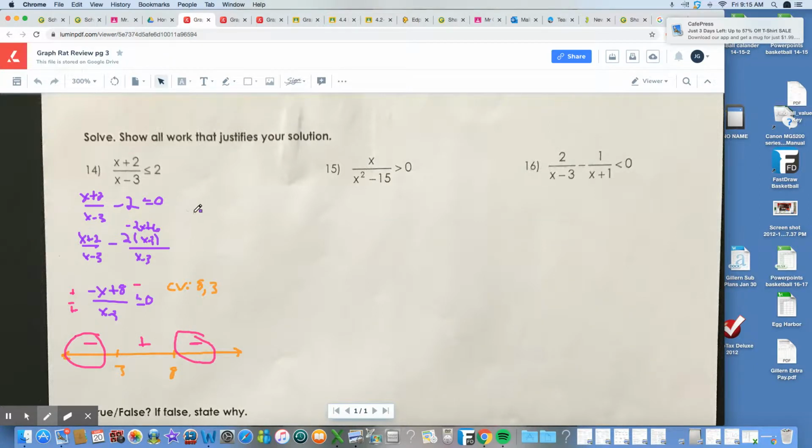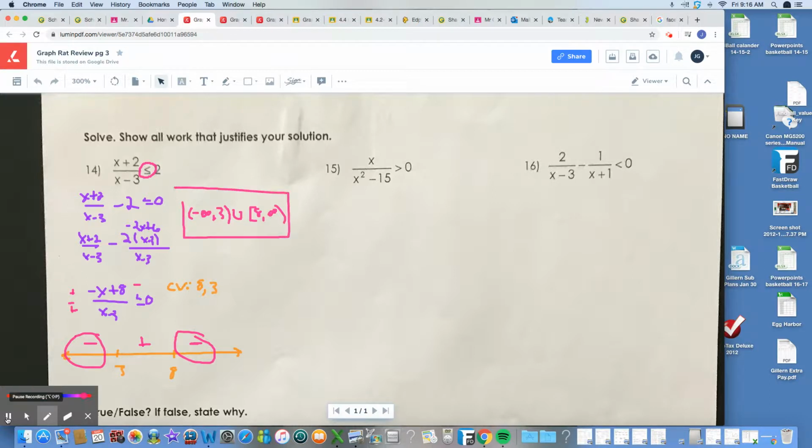So I have the answer: negative infinity to 3, union 8 to infinity. Now, the infinities always get your parentheses. Since this is a less than or equal to sign, something might get a bracket. What's going to get a bracket is whatever makes it equal to 0, not the bottom. The 3, the asymptote, never gets a bracket. So that's a parentheses. The 8 gets a bracket. And there's your answer: negative infinity to negative 3, union 8 to infinity.